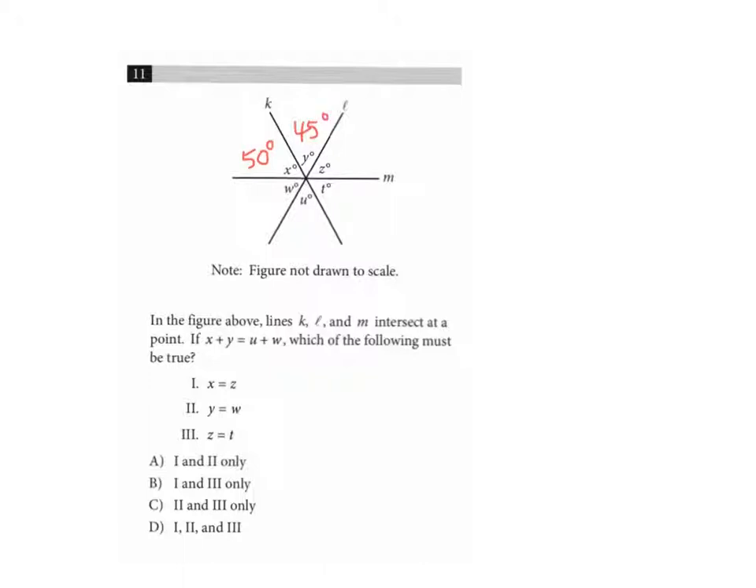Now, what do we know? If this is 50 and this is 45, guess what else is 45? U is 45, yes? And if this is 50, what else is 50? Well, clearly T is 50. So that's something you can play with right away: make up your own numbers and assume that that would be helpful, seeing as how there's variables in the answer choices and variables in the problem.